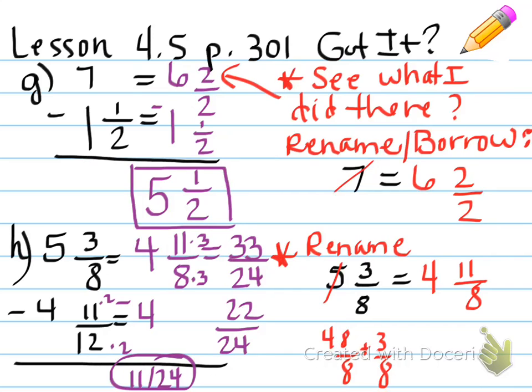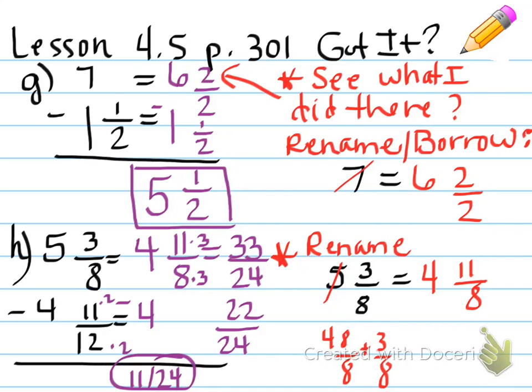So now I have 6 and 2 over 2 minus 1 and 1/2. Okay, so now the subtraction becomes easy. My answer for G is 5.5. Alright, and then we've got problem H. Again, a renaming question. You can see in the red and black off to the far right, I took 5 3/8 and showed you how I renamed that, taking away 1 from the 5 and making it a 4, and then taking 8/8 plus 3/8 equals 11/8.